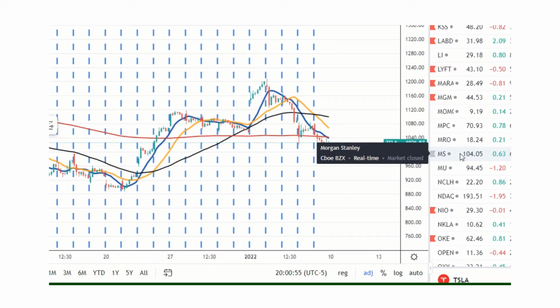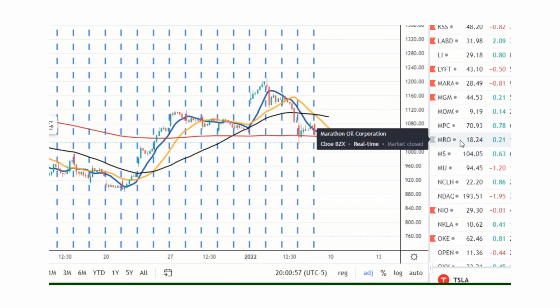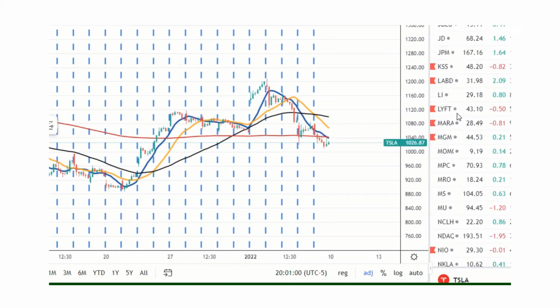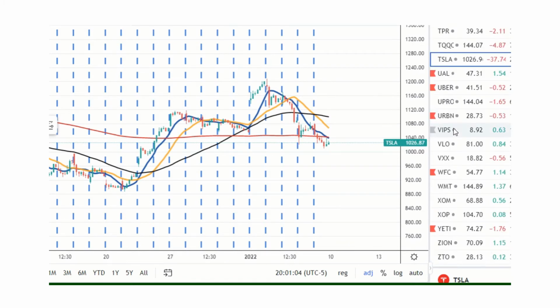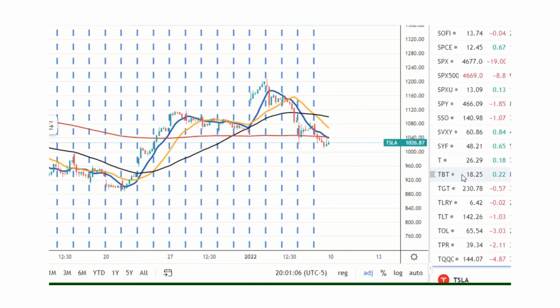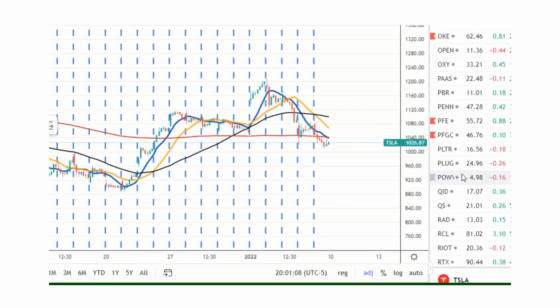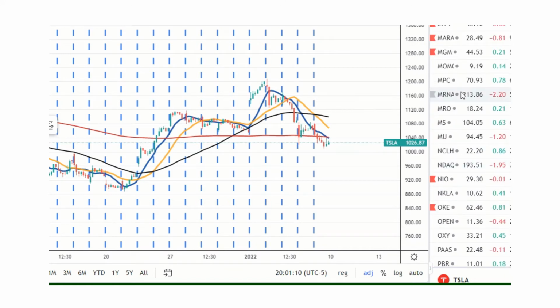Okay, so Moderna, where's our Moderna? Let's see. Moderna might be at the end. I might have it all the way down here. No, I don't have it there. Let's see. Here it is.